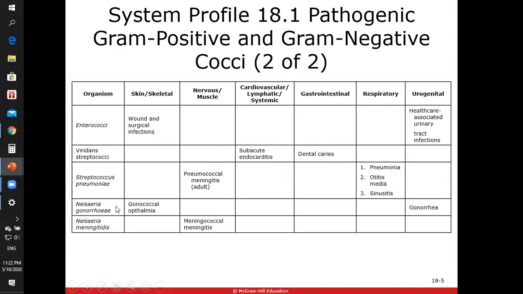Then you have Neisseria gonorrhoeae, and there you have gonococcal ophthalmia. Ophthalmia deals with the eyes, so you have the infection in the eyes, and usually that's during birth. The mother has gonorrhea, and then she transmits it to her baby, and the baby can have gonorrhea of the eye, basically. And then urogenital is gonorrhea, as we just mentioned.